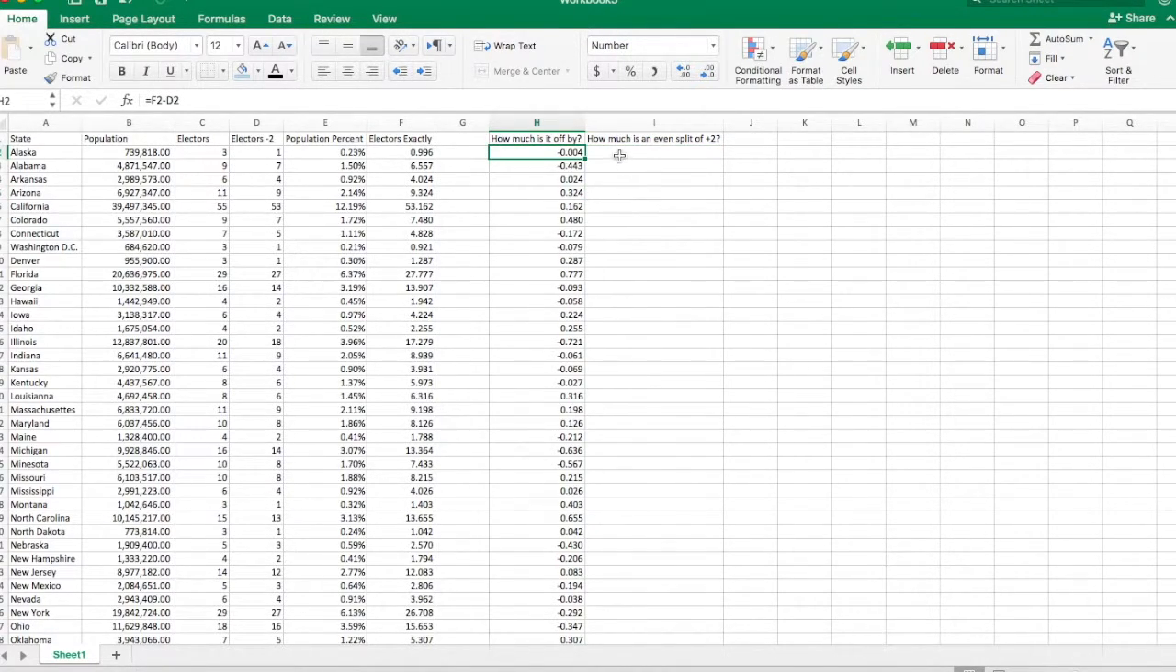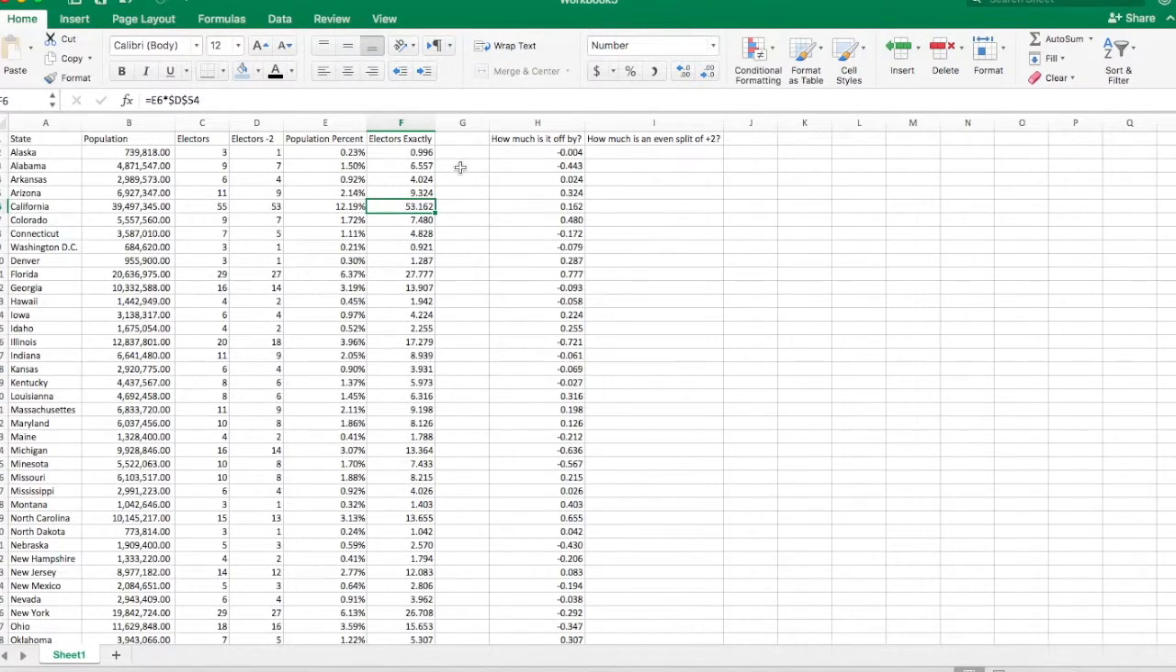So I told you that we would look at how much is an even split of 2 senators. So we want to make sure that this is the number of electors that we would want from the House of Representatives. But like I said, 2 senators: if you add 2 to 1, you're going to get 3. But if you add 2 to 53, you're going to get 55.